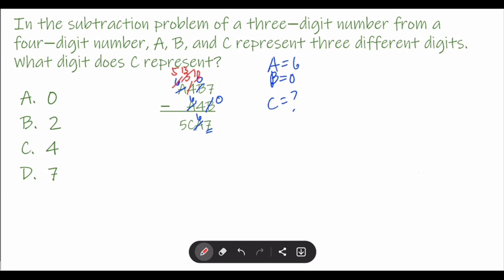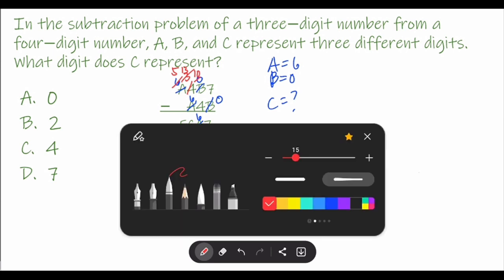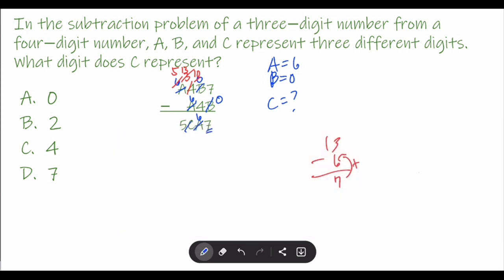So 13 minus 6, how much is that? What's the number to add to 6 to get 13? That is 7, because 7 plus 6 is 13. So this C must be 7 because 13 minus 6 is 7. So the answer in this problem is D.